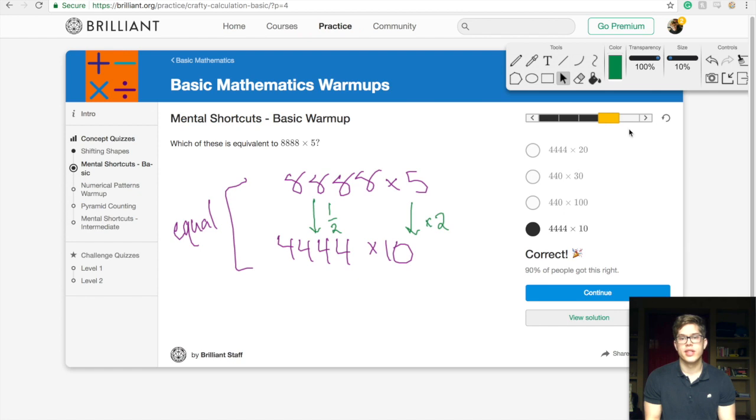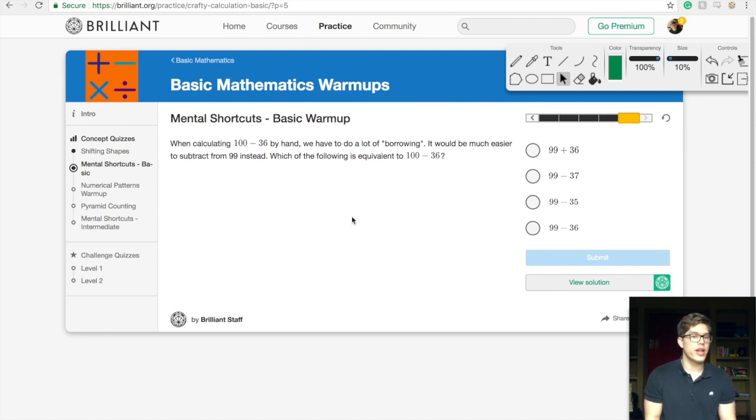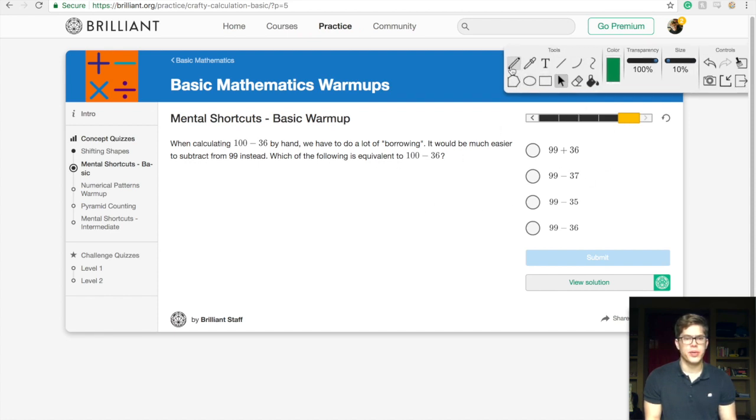Great. Let's see this last problem. Clear the board up. When calculating 100 minus 36 by hand, we have to do a lot of borrowing. It would be much easier to subtract from 99 instead. Which of the following is equivalent to 100 minus 36? So what are they talking about? We have 100 minus 36, and the typical way to do this is to do, like what they said, a bunch of borrowing.